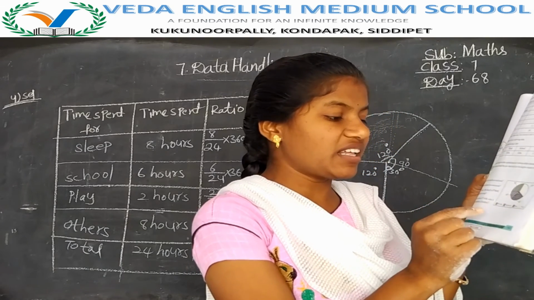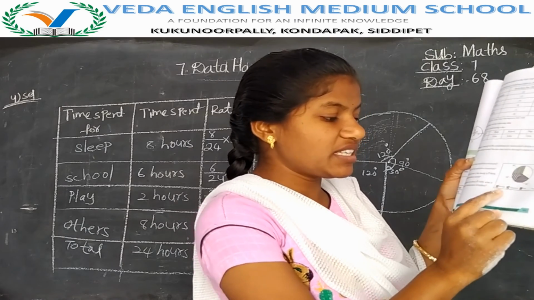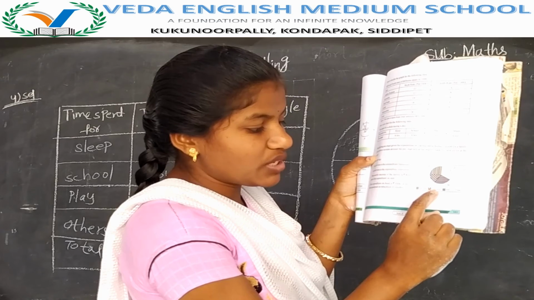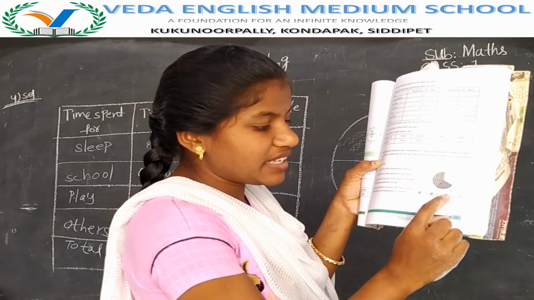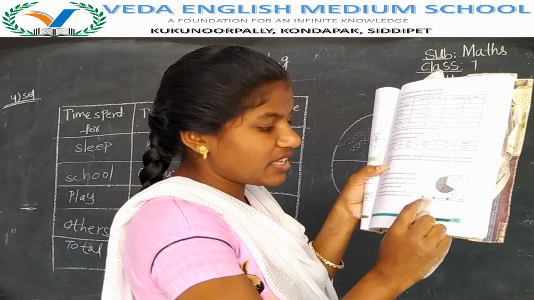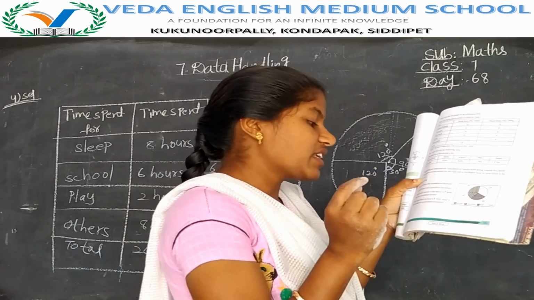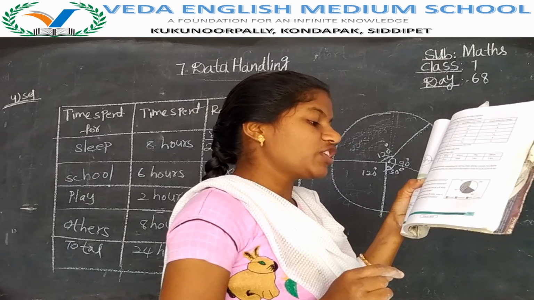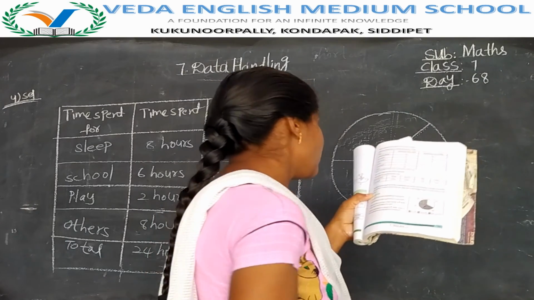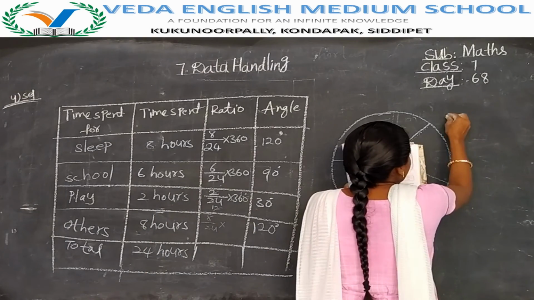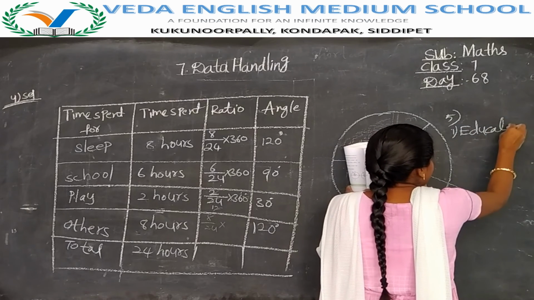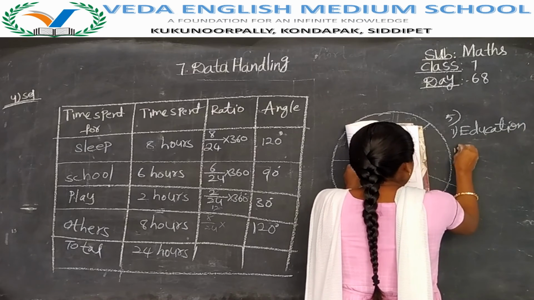First one: on which item is the expenditure minimum? Here they have given the numbers. Rent is 90 degrees, food 120 degrees, education 60 degrees, savings 90 degrees. Now they are asking on which item they spend the expenditure minimum, meaning less. On which item are they spending less? Education. So the first answer is education.